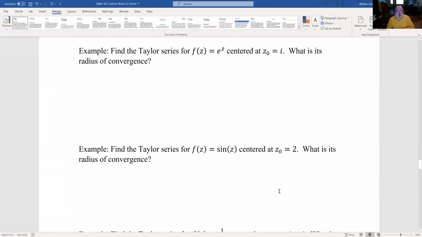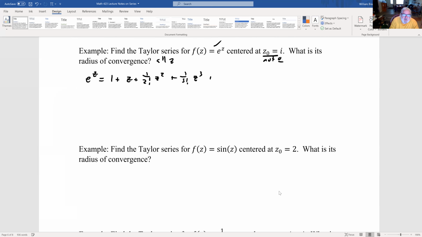What about e to the z centered at z0 equals i? So, not 0. That's a problem. What's the radius of convergence? Well, the radius of convergence is all z because it's e to the z. Changing the center isn't going to change that. So how do I move the center from 0 to i? We know that e to the z is 1 plus z plus 1 over 2 factorial times z squared plus 1 over 3 factorial times z cubed plus dot dot dot for all z.